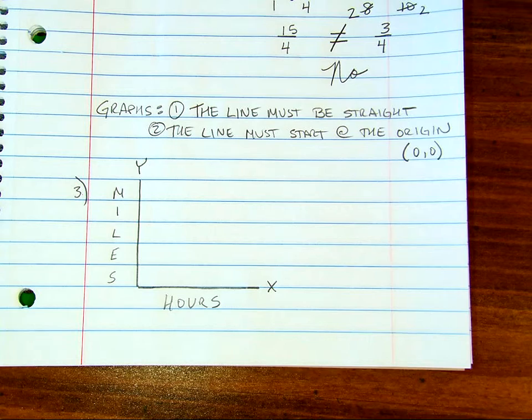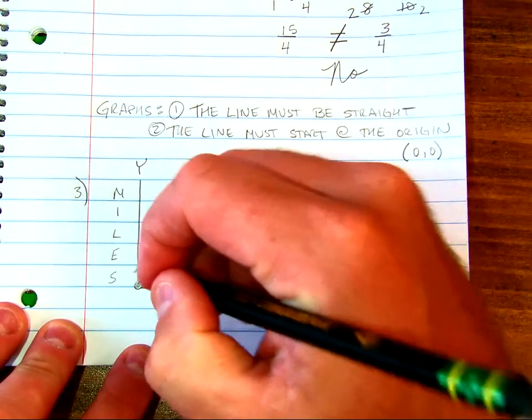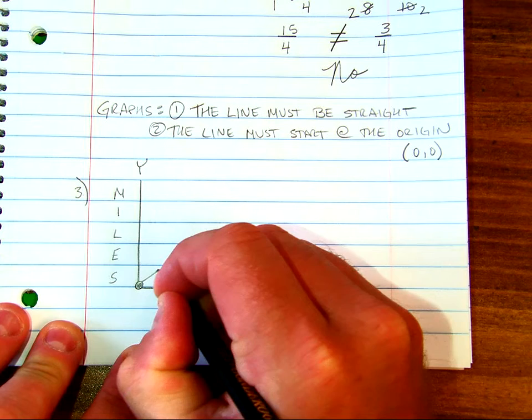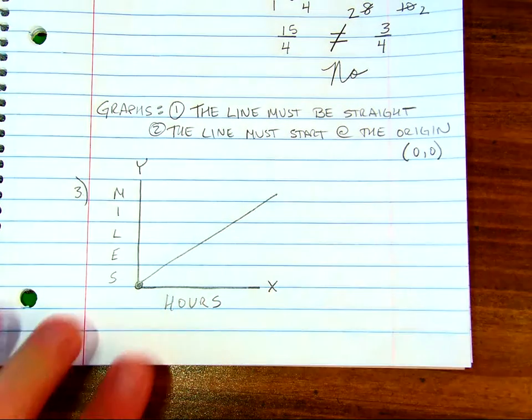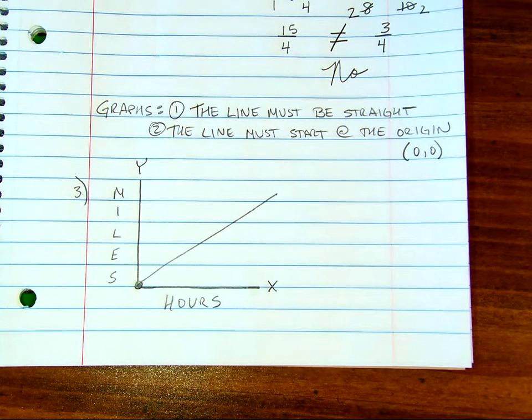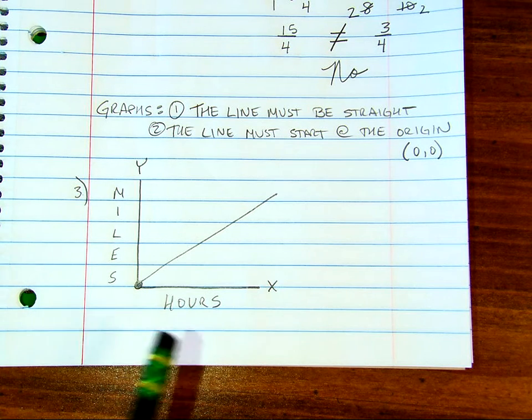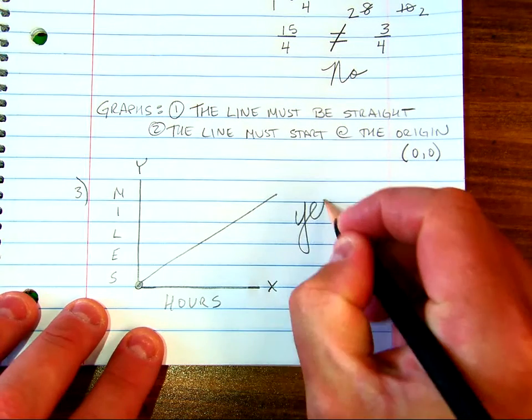So, there's my graph. Is miles proportional to hours? Yes or no? Let's ask ourselves, do we have a straight line? Yes, we do. Does the line start at the origin? Yes, it does. So is miles proportional to hours? Yes, it is.